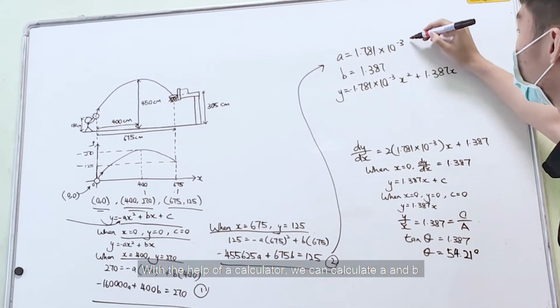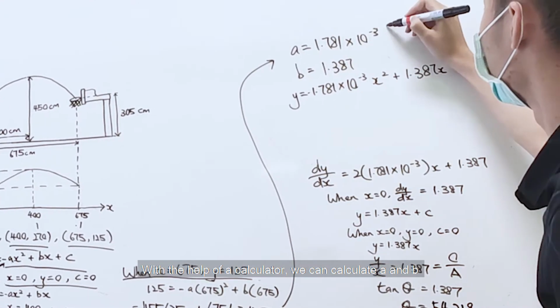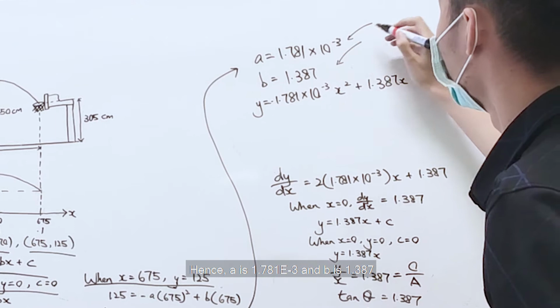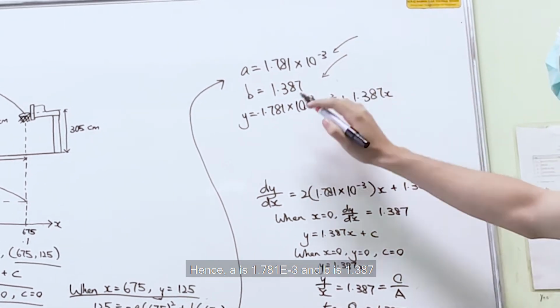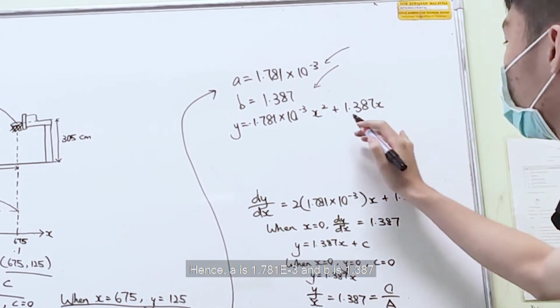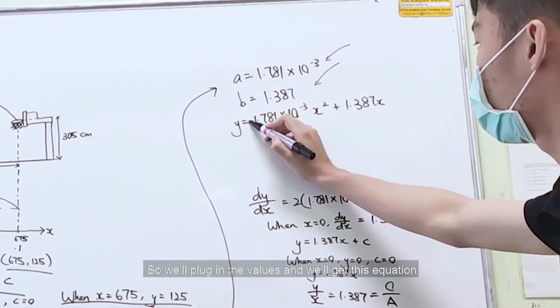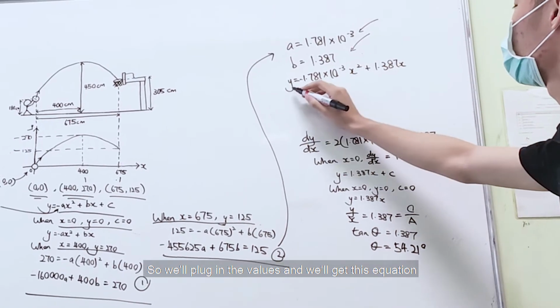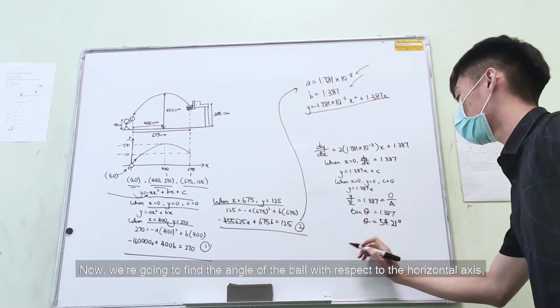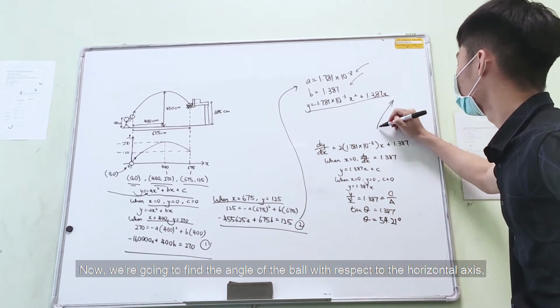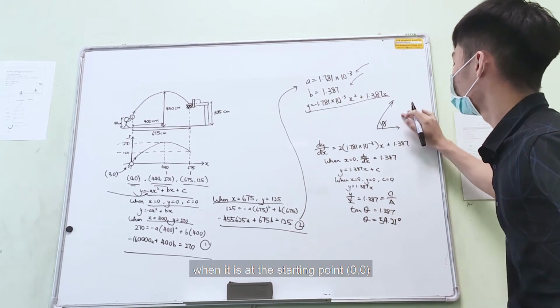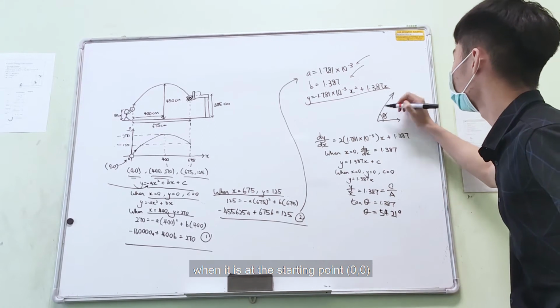With the help of calculators, we can calculate the values of a and b. Hence, a is 1.781 e minus 3 and b is 1.387. So we will plug in the values and we will get these equations. Now we are going to find the angle of the ball with respect to the horizontal axis when it is at the starting point 0 and 0.